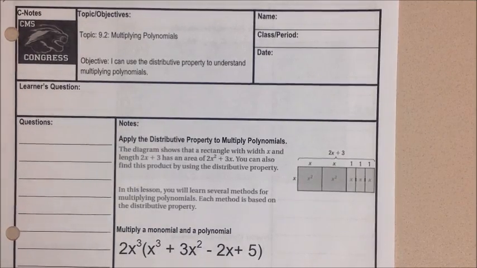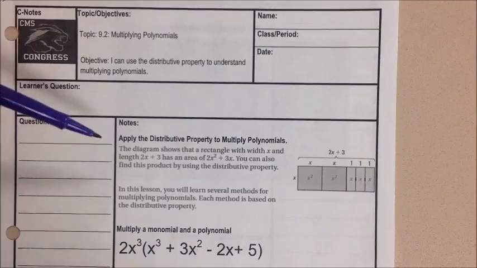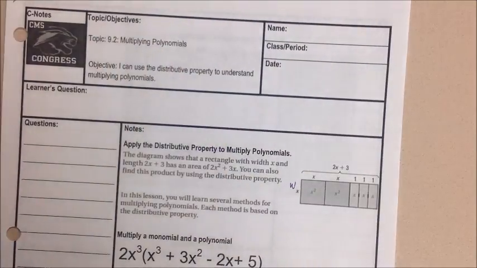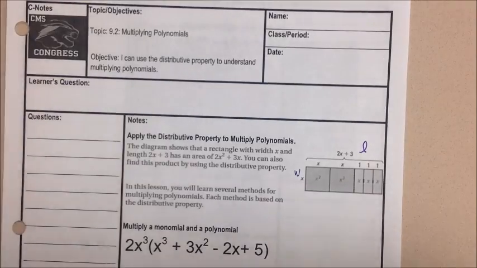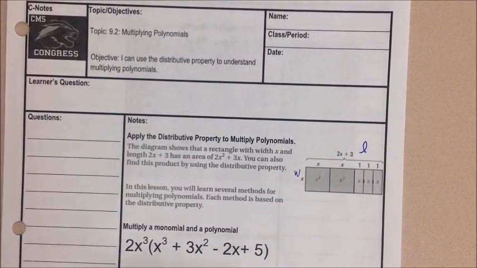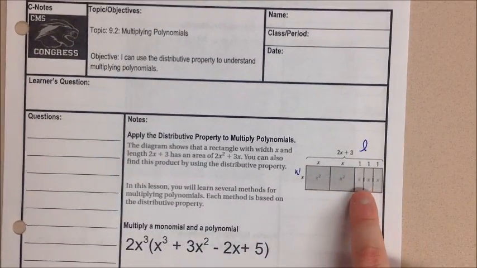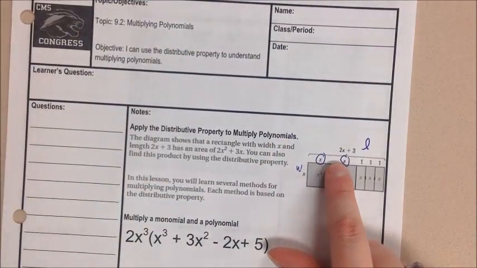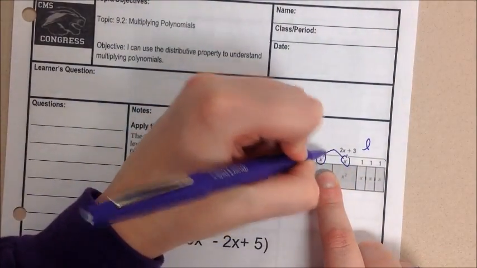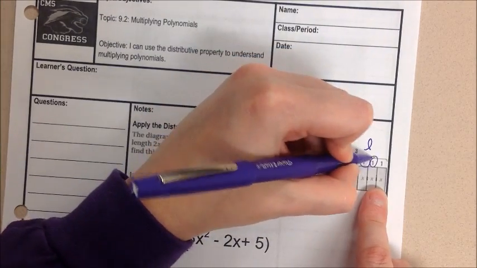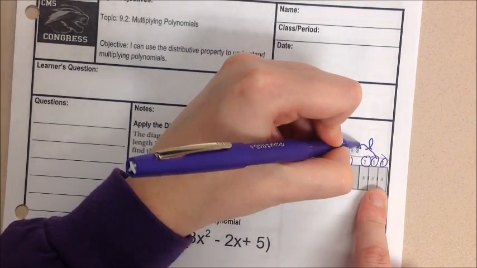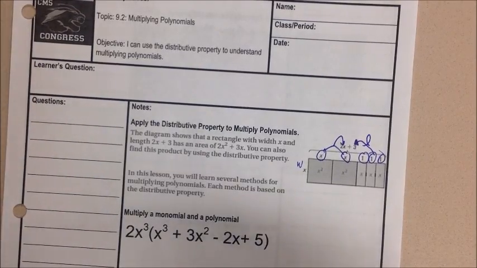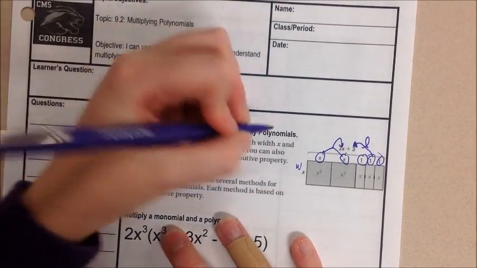multiply. Okay? So this diagram right here shows that when you have a rectangle with width x, so here's your width, okay, and length 2x plus 3 has an area of 2x squared, so here's your 2x squared, and your 3x's. So what they did here was they separated out their 2x's, so there's x plus x, which is 2x, okay, that gives you this, and then 1 plus 1 plus 1, if you add those all together, that gives you 3, okay.